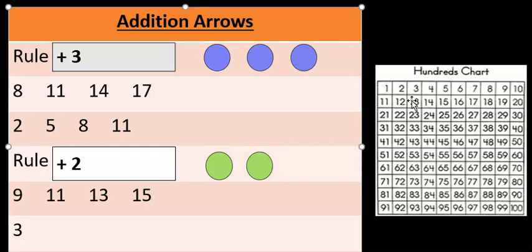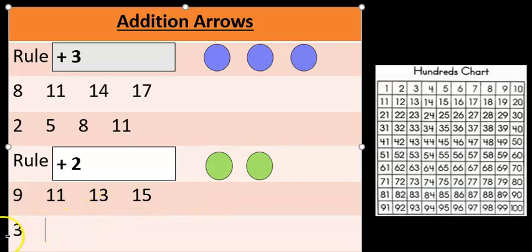Watch Mr. Begay. Count with me. 1, 2. See, look at that. 15 is there. 15 is here also. Good job, first graders. Keep watching your screen. Let's go to the next number here.